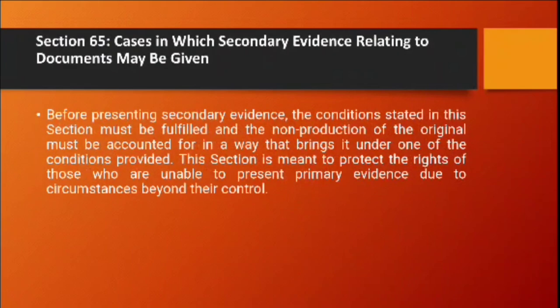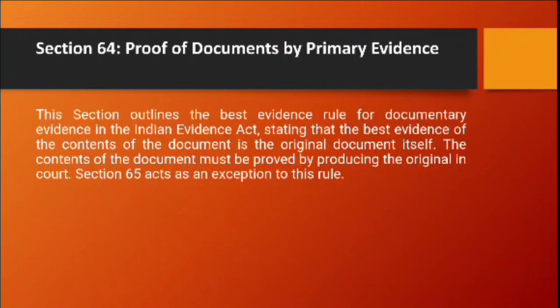Section 65. Cases or circumstances in which secondary evidence relating to documents may be given. Before presenting secondary evidence, the conditions stated in this section, which is section 65, must be fulfilled and the non-production of the original must be accounted for in a way that brings it under one of the conditions provided. This section is meant to protect the rights of those who are unable to present primary evidence due to circumstances beyond their control. So section 65 is an exception rule to section 64. Section 64 was proof of documents by primary evidence.